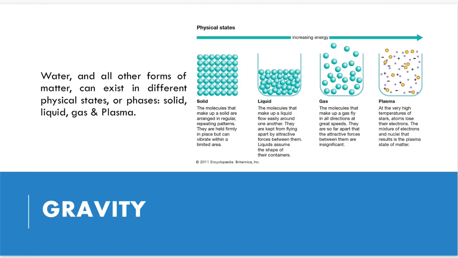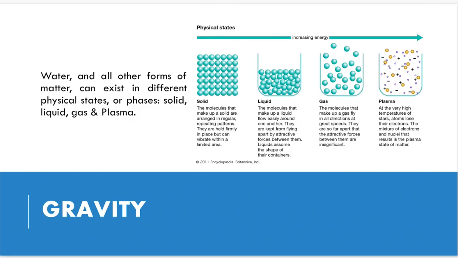So water and all other forms of matter can exist in different physical states or phases: solid, liquid, gas, and plasma. So in a solid, the molecules that make up a solid are arranged in regular repeating patterns. They are held firmly in place but can vibrate within a very limited area.